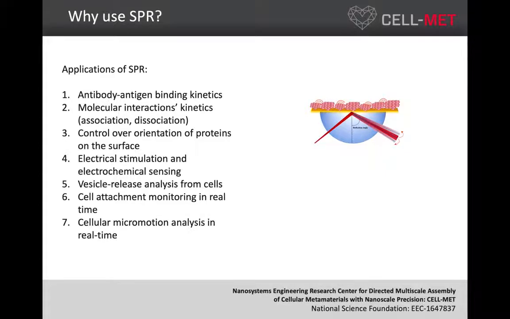So why do we even use SPR? SPR can be used for so many applications for multiple purposes, such as antibody-antigen binding kinetics, molecular interactions kinetics, like association, dissociation constants. It has control over orientation of proteins on the surface with specific modules that the device provides. Electrical stimulation and electrochemical sensing is also possible. Vesicle release analysis from the cells, as our lab has been one of the pioneers in that area. Cell attachment monitoring in real time, and cellular micromotion analysis also in real time can be done using SPR.